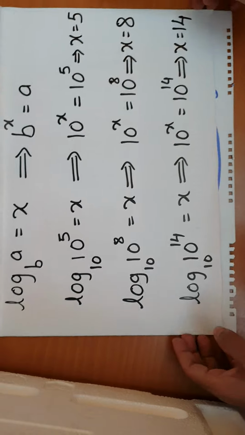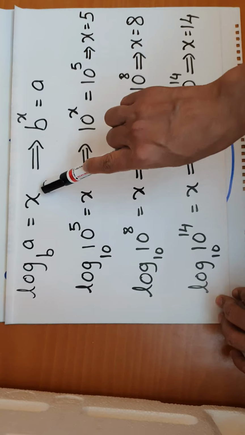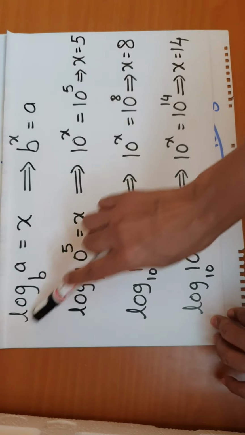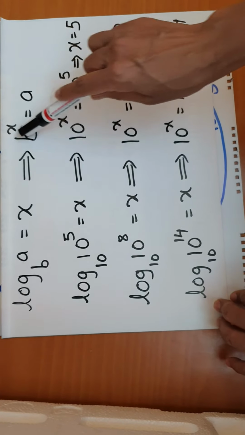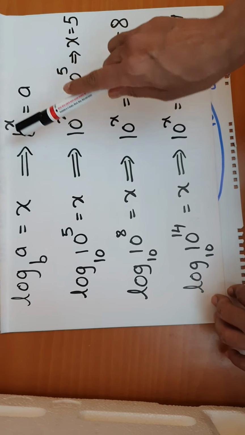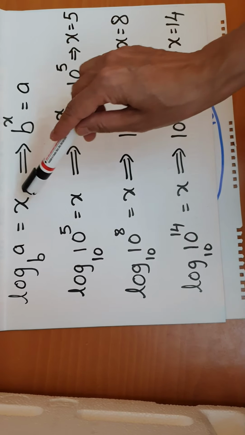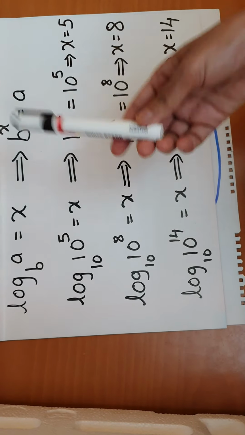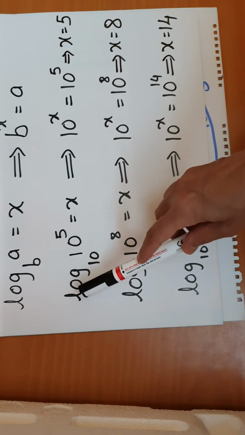Now we will discuss a few more sums. Before that, the general definition of log. Log of a to the base b equal to x means b raised to the power x is equal to a. This is the logarithmic form, this is the exponential form. The base in logarithmic form is b, and in exponential form the base is also b. So the base stays the same in logarithmic and exponential form. Then whatever the log value is, that becomes the exponent in exponential form. So you can remember the keywords: log is exponent.